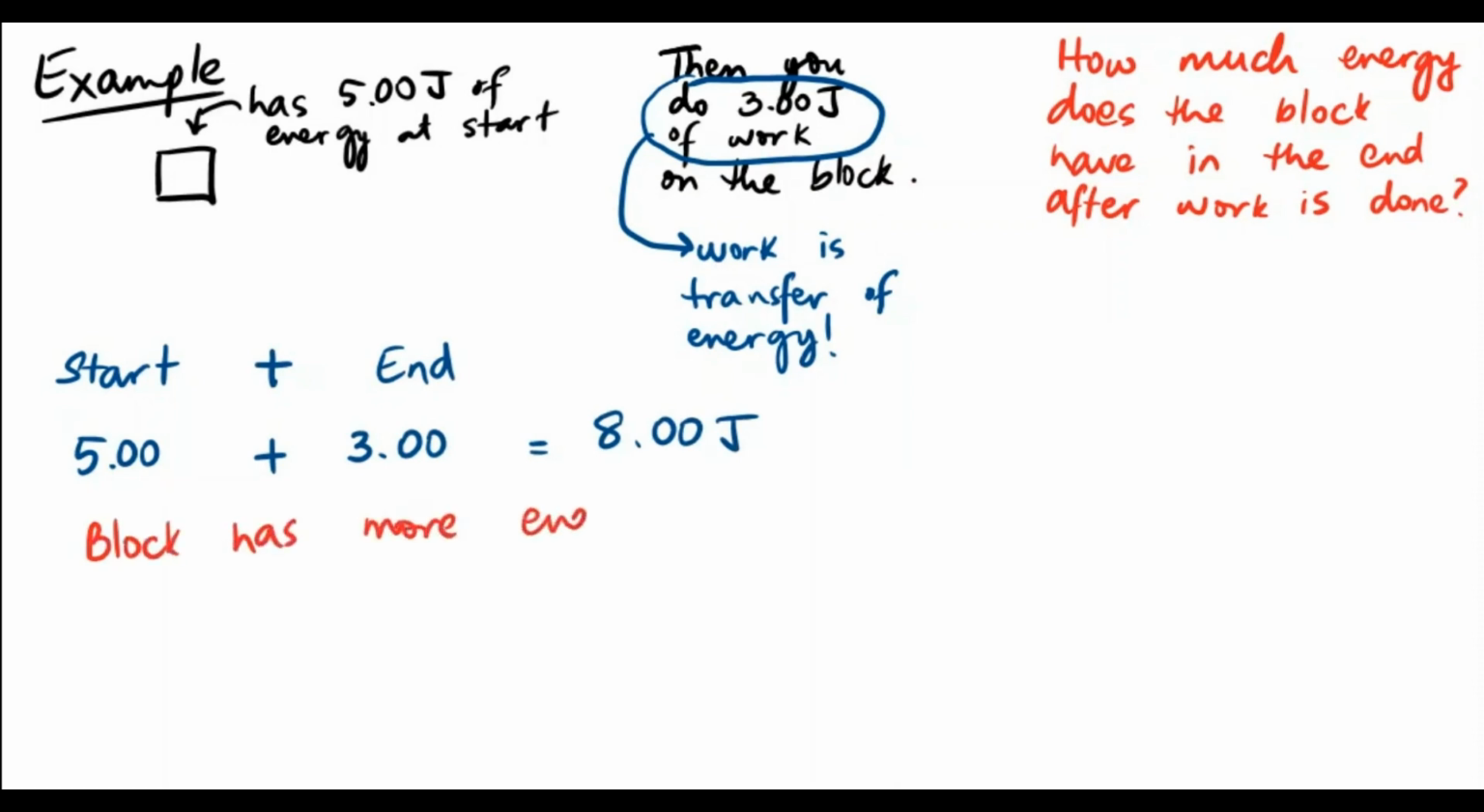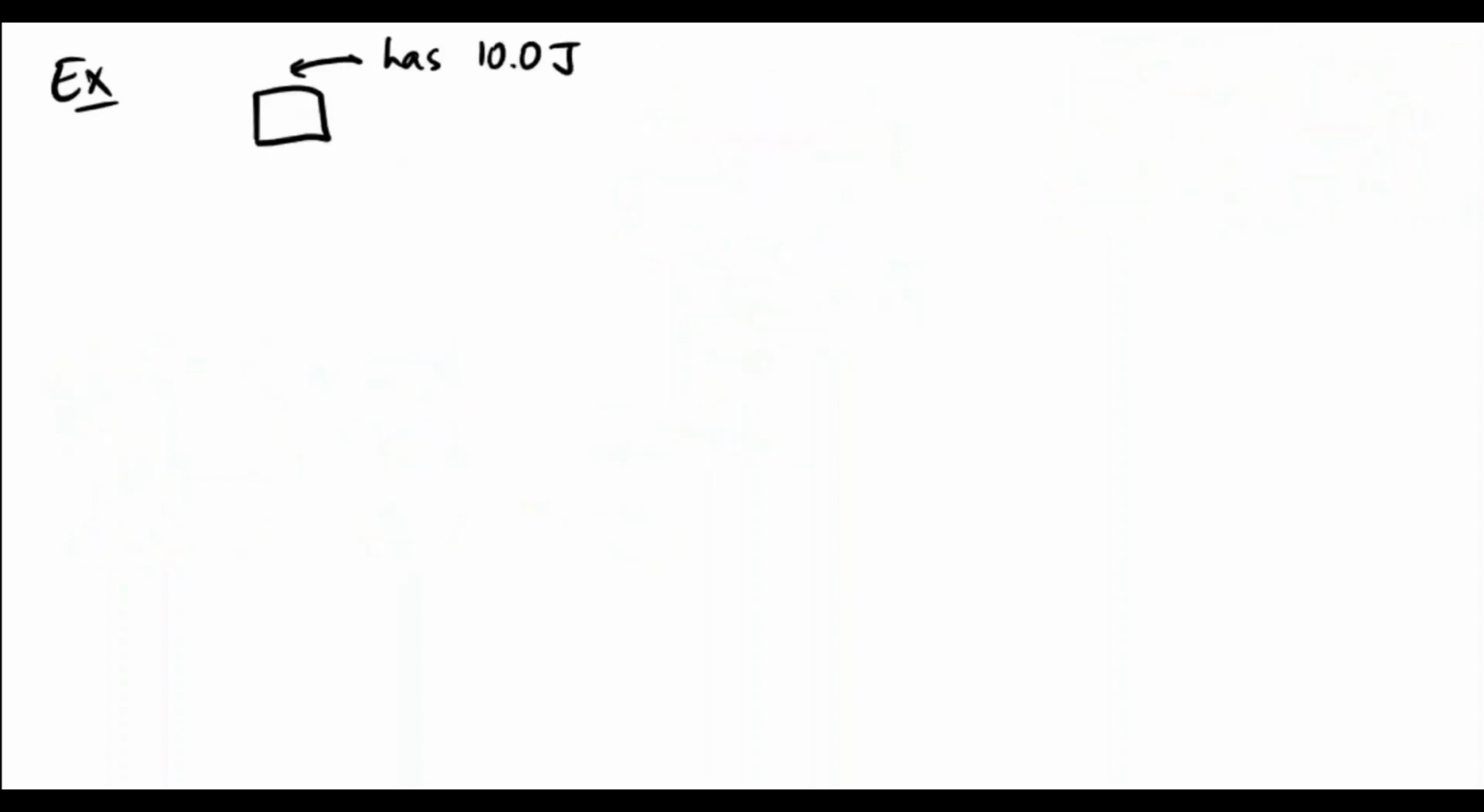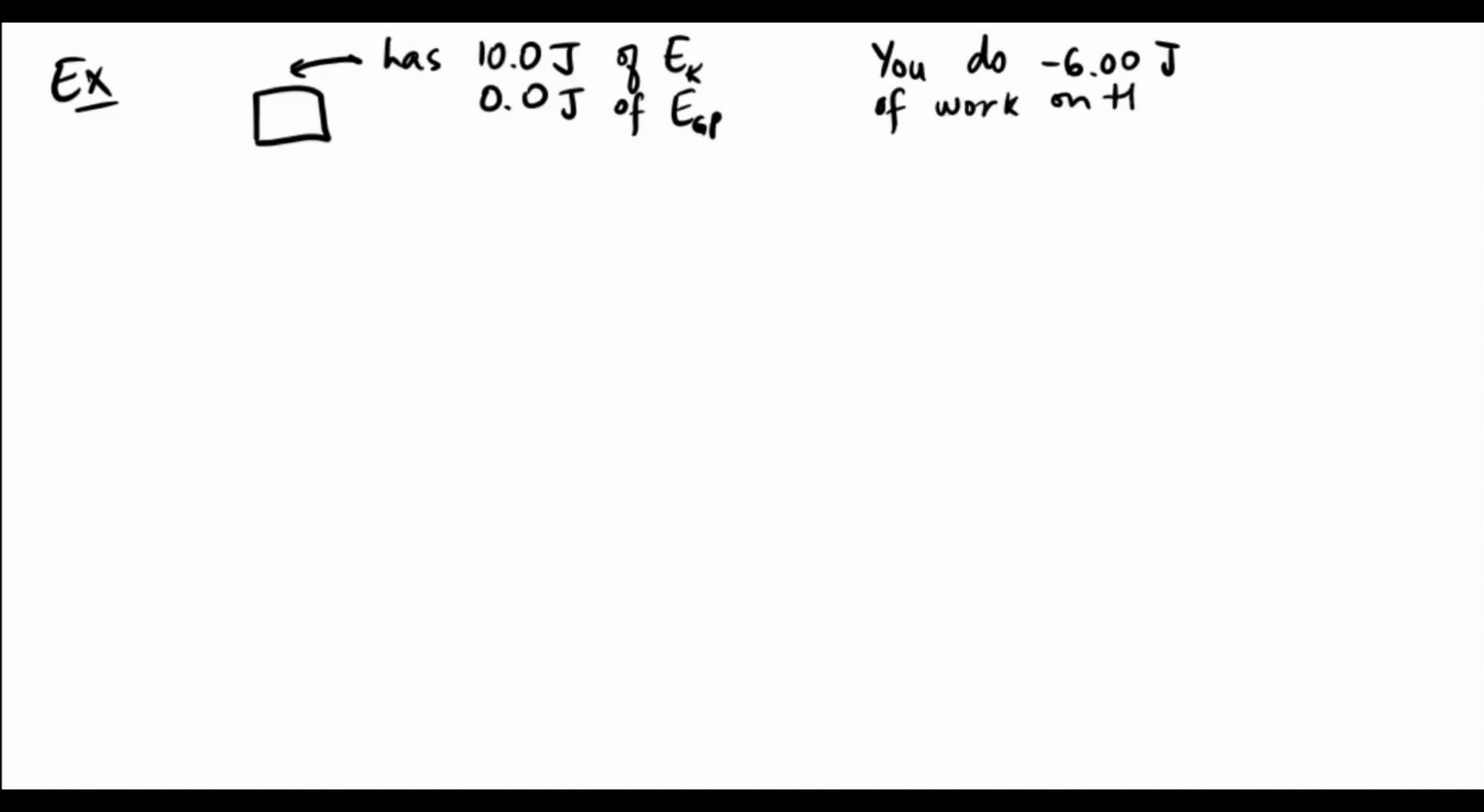And if you notice, the block now has more energy. This time we have a block that has 10 joules of, let's say, kinetic energy, and it has 0 joules of gravitational potential energy. What it means is that the total energy that this object has is 10 joules, and it's all kinetic energy. Now let's say we have done some -6 joules of work on the block.